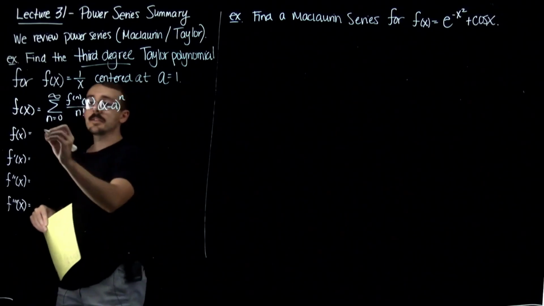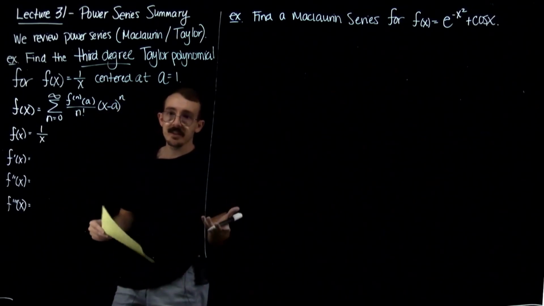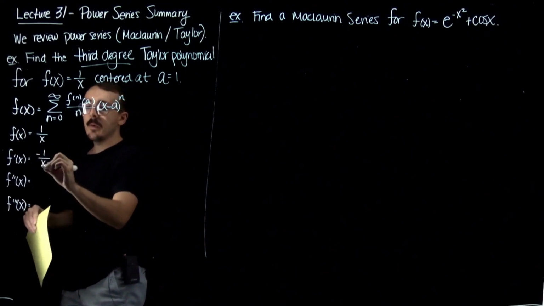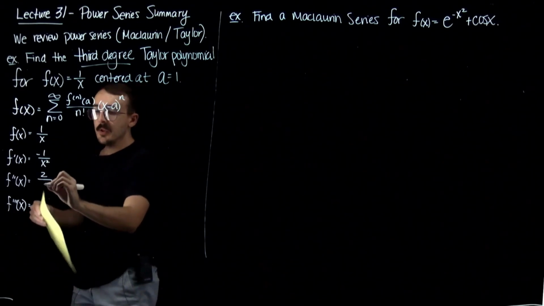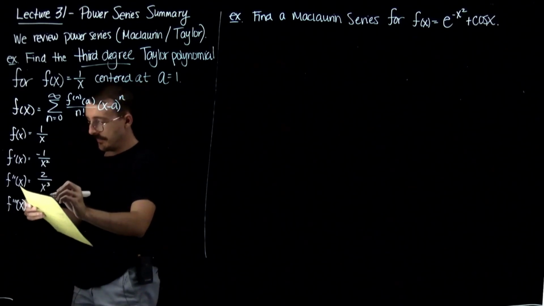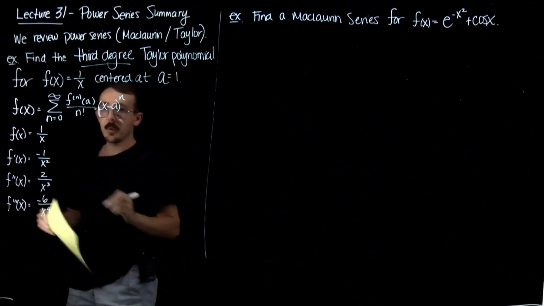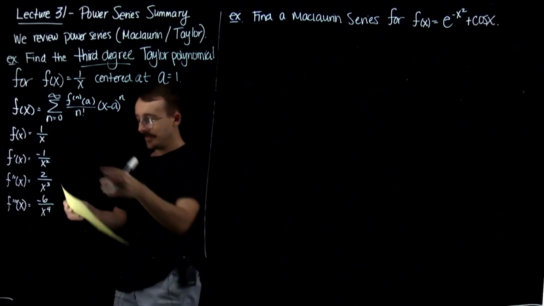F of x itself is 1 over x. You can think of that as like the 0th derivative. I haven't done a derivative yet. And if I continue, the first derivative is negative 1 over x squared. The next one would be 2 over x cubed. And then the third one would be negative 6 over x to the 4th. So I'm just doing derivatives one after the other.